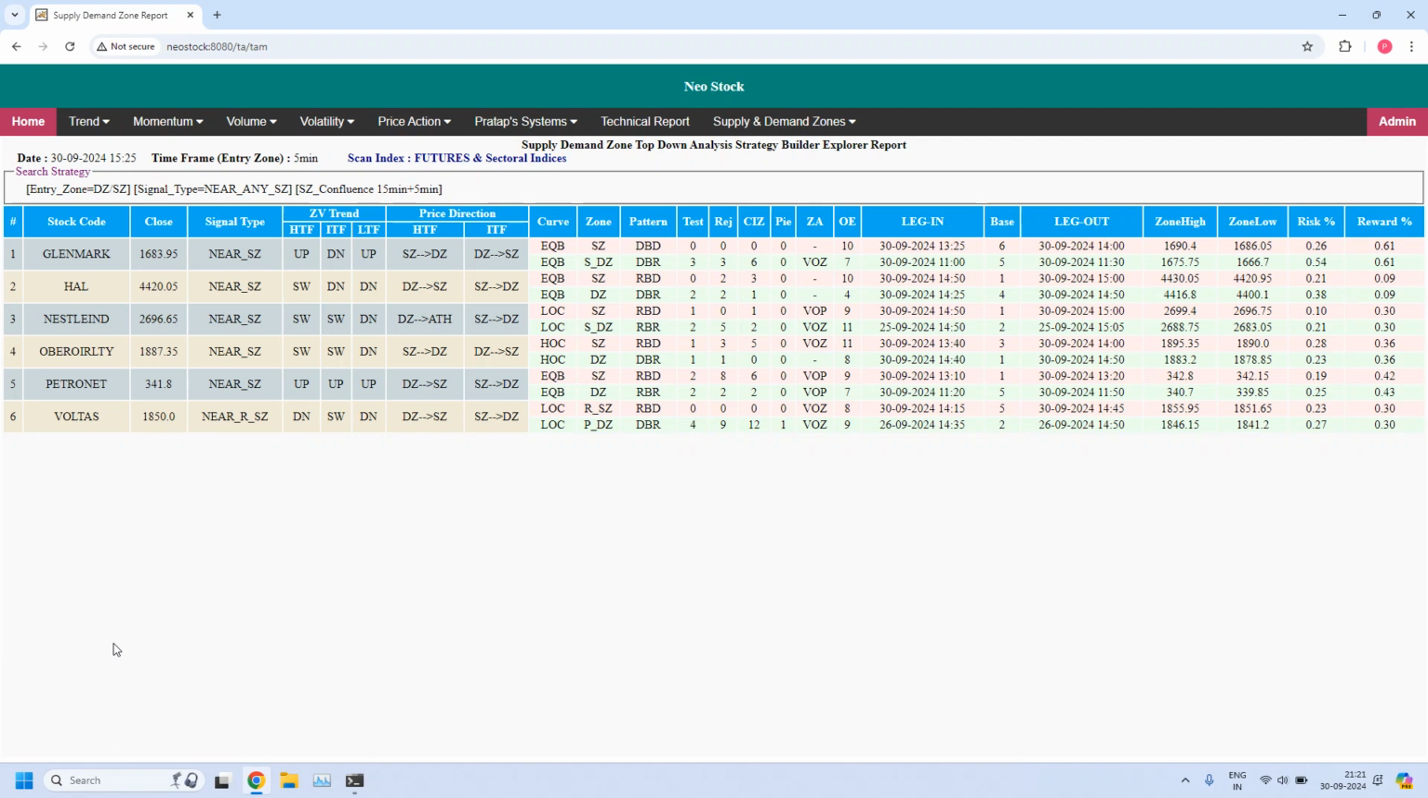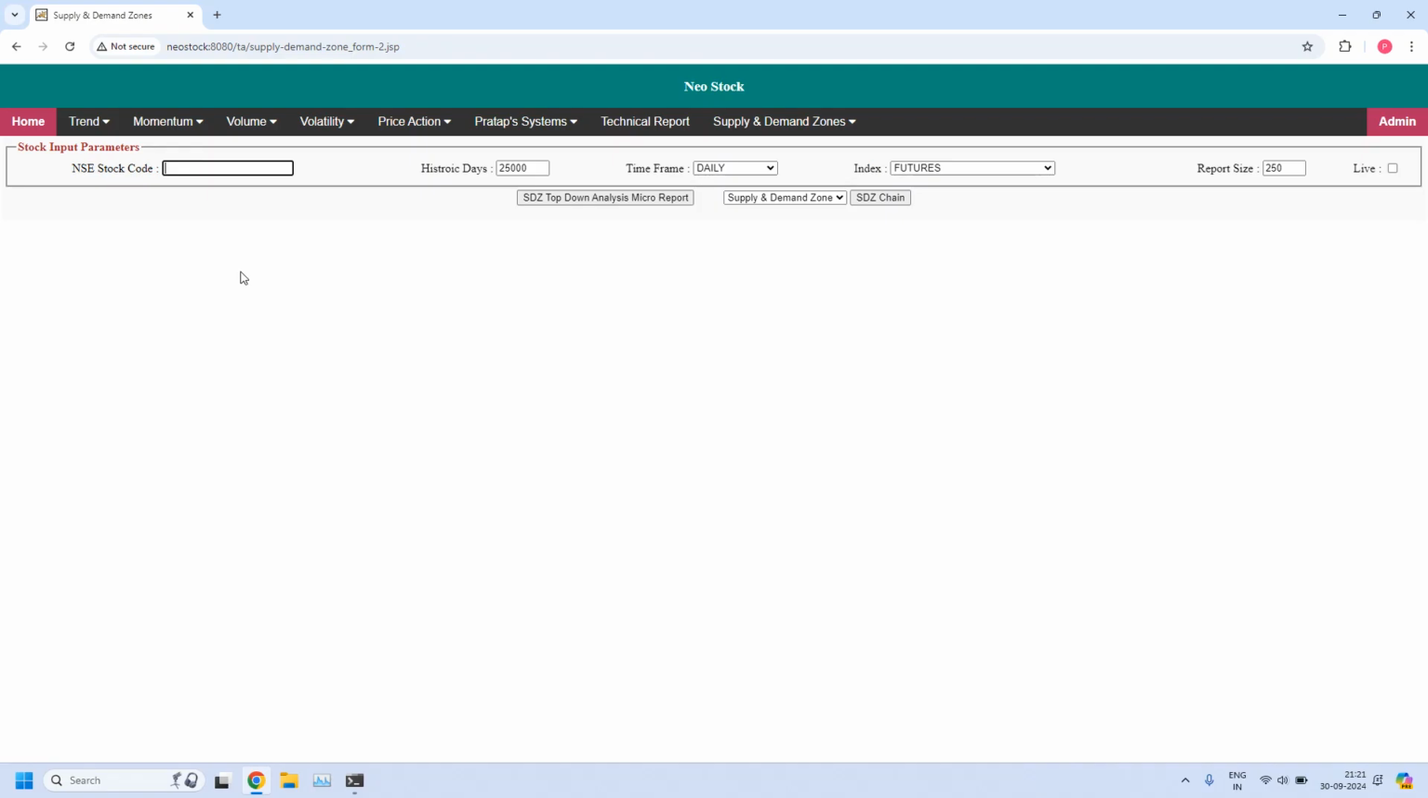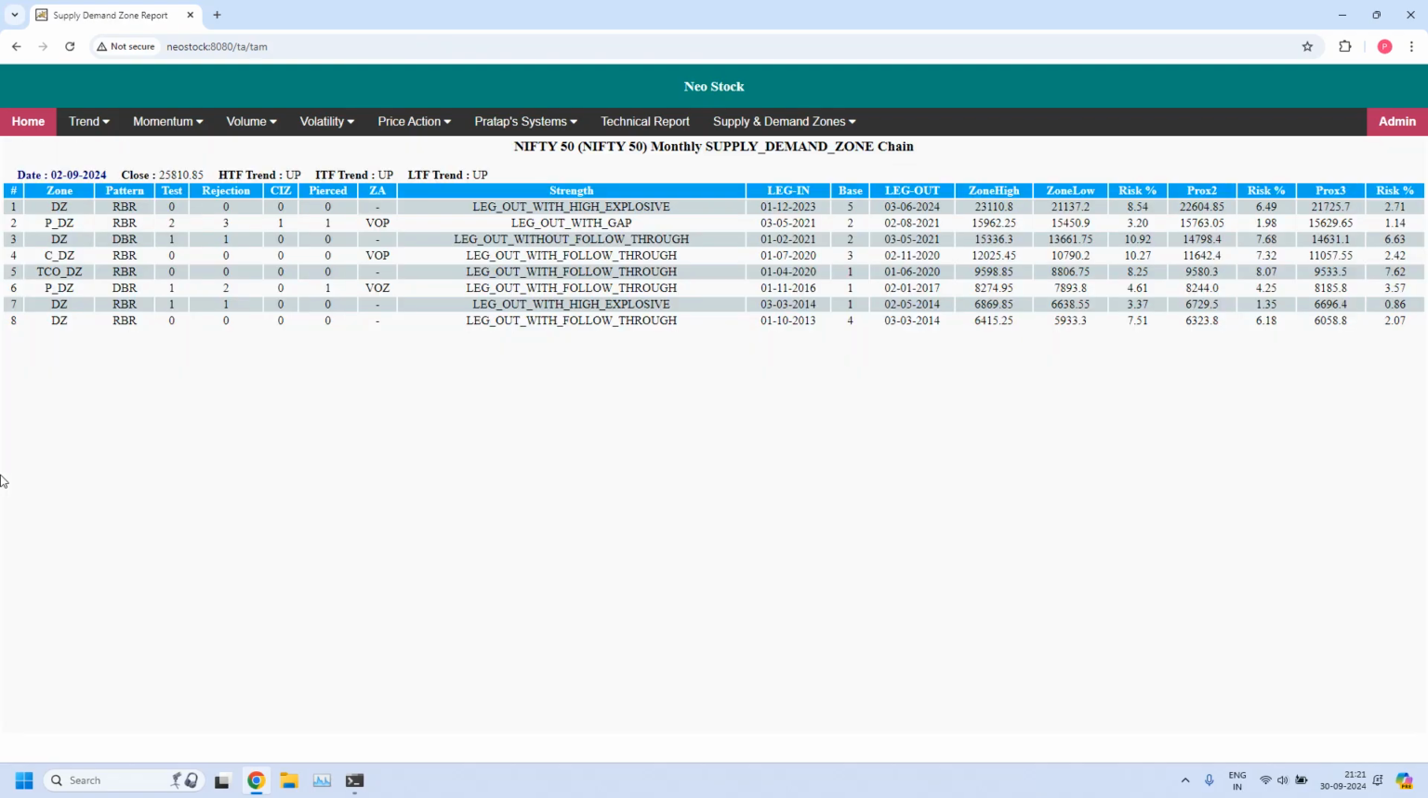And during this process, we identified daily and 75 minutes high liquidity zones. Now in the next report, let us generate NIFTY and BANKNIFTY supply demand zone chain. So let's start with NIFTY, and the starting time frame should be monthly. So I am generating monthly supply demand zone chain for NIFTY. So this is the monthly supply demand zone chain.